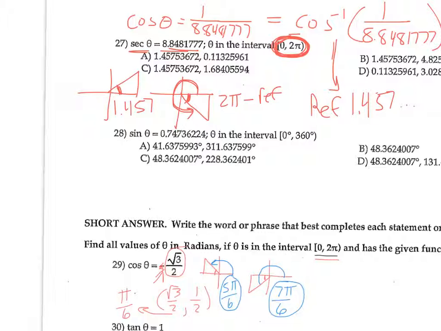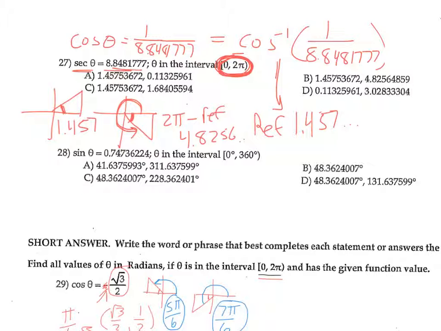Okay? So I'm going to say 2 pi minus the last answer on my calculator, I'll go second answer, and it gives me 4.8256, so on and so forth. So which answer is that? Well, we want the one with 1.457 and the one with 4.8. So that looks to be option B.